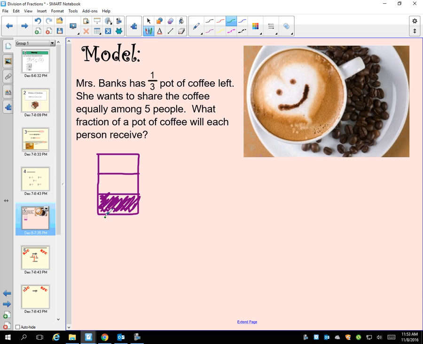So that means we've got to split this into 5, 2, 3, 4, 5. So our problem was 1/3 divided by 5. And we can see that our answer is going to be one of these little pieces, which would be 1/15.